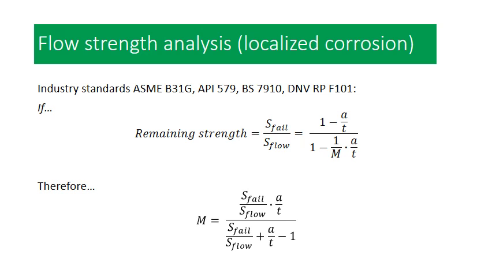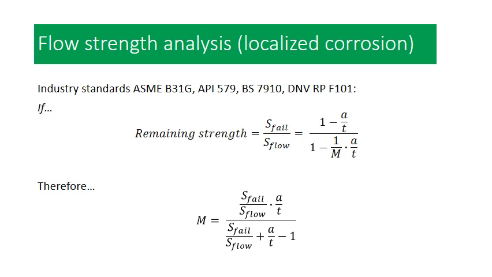The remaining strength is defined as the failure strength divided by the flow strength, and that's equal to 1 minus A over T, all over 1 minus 1 over the folius factor times A over T. And in this case, A is the flaw depth, and T is the wall thickness. I'm assuming that many of you are familiar with that equation. In this particular case, I've not included a shape factor of 2/3 for original B31G. I've not included a 0.85 factor for the modified B31G. I have not added any factors that may be used in some of those other industry standards. But the general form of the equation stands as I've shown it.